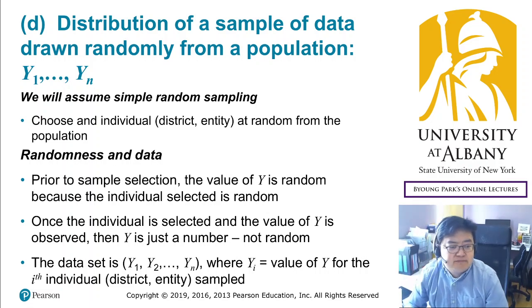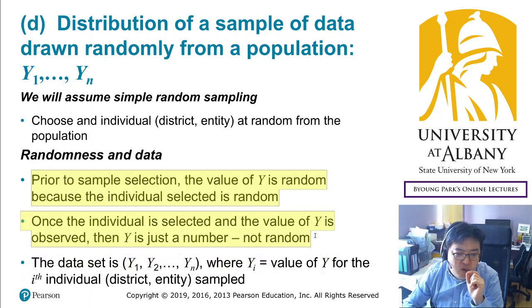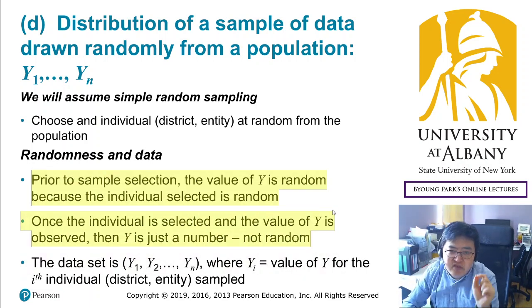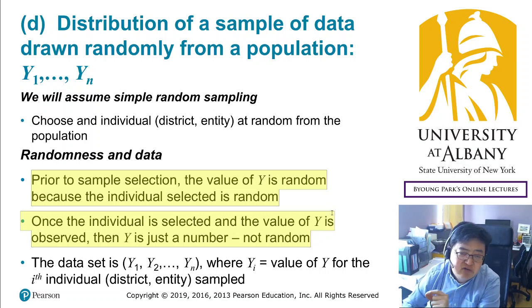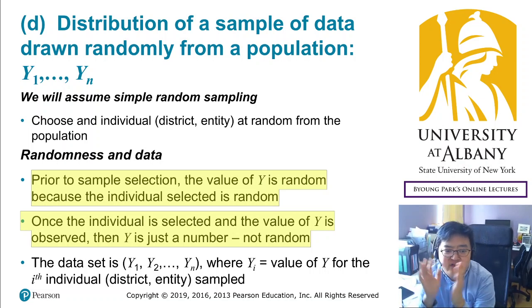So, however, this is a subtle difference. Before you randomly choose a person and observe the outcome, before doing that, before the experiment, the random variable can take any value.